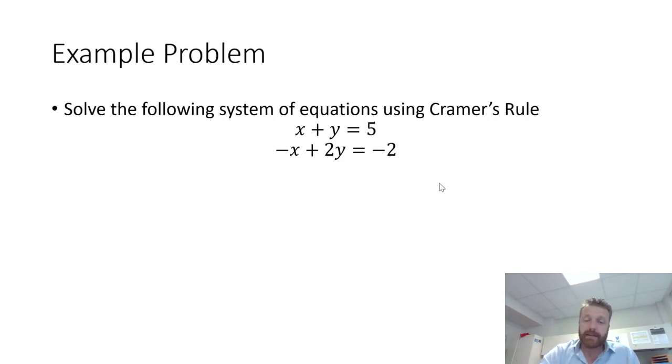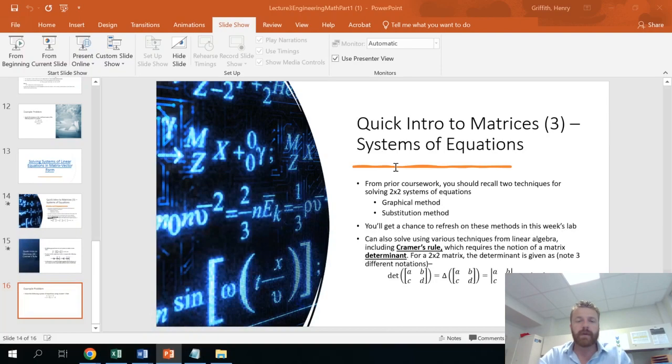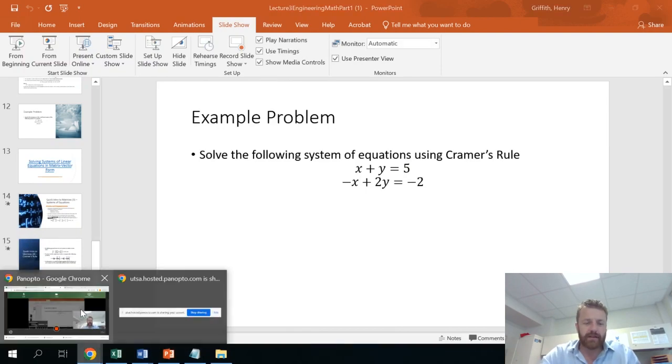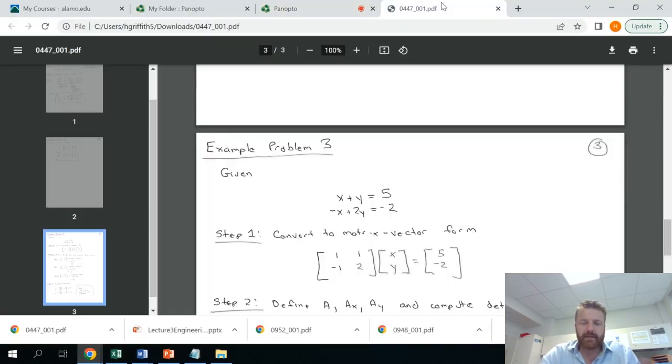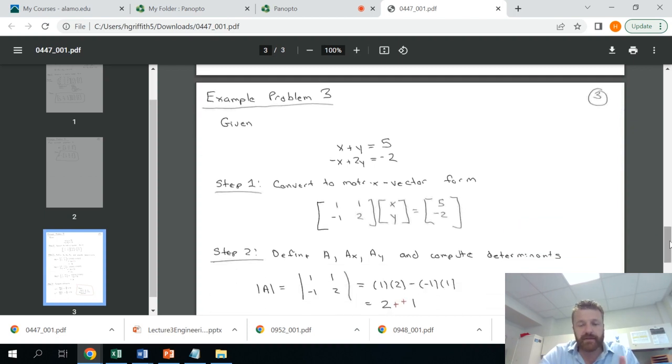an example right now. So say you had a 2x2 system of linear equations, 1x plus 1y equals 5, minus 1x plus 2y equals minus 2. How could you actually go about solving that using Cramer's rule? And again, I'll upload these solutions in case you want to go back and look at them. But the first thing you need to do is actually put it in matrix vector form.